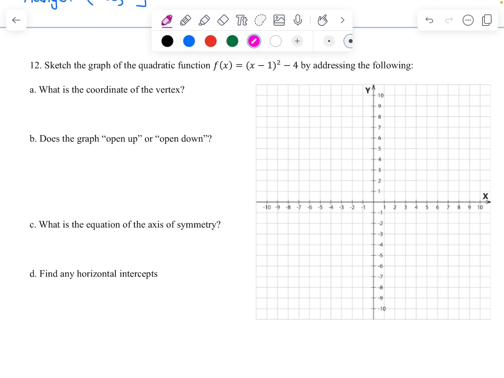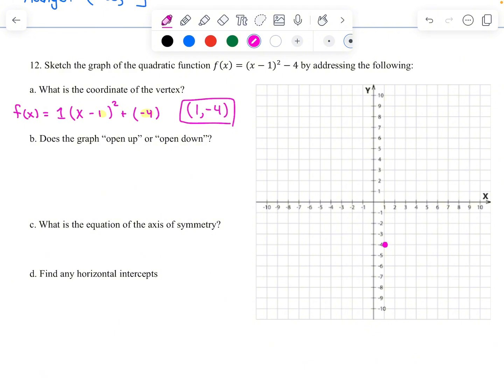And to do this, we're going to start by finding the vertex. f of x can be rewritten as 1 times the quantity x minus 1 squared plus negative 4. This means that the vertex is going to be (1, -4). And I'm going to place a point at (1, -4).